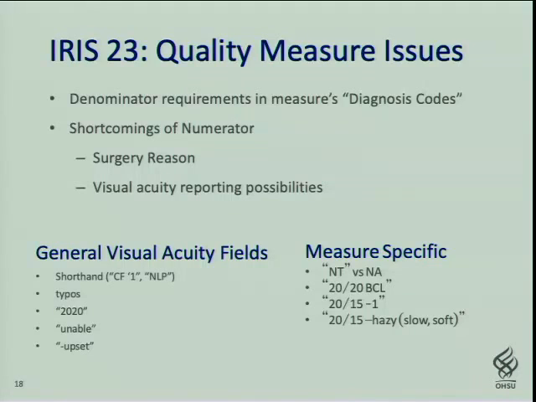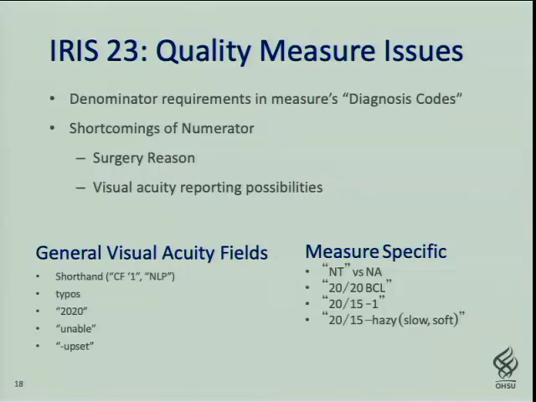Additionally, some measure-specific issues that I encountered was when I had to decide between NT and NA. If a value was entered as NT, meaning not tested, whether that should be included as unusable data or missing data, as there was no data technically there. I decided that since the data was inputted into the field, it would be considered unusable, in an unusable format. Some other issues that I encountered was in 20/20 BLC, which would be bandage contact lens.